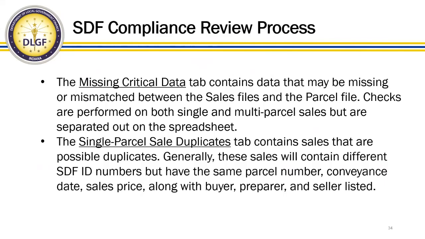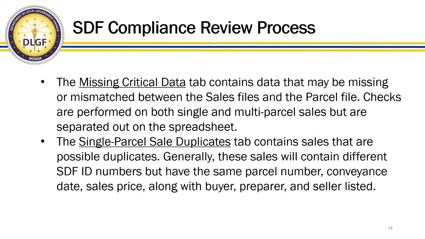That tab is going to contain records that may be missing or have mismatched information between the sales data files and the parcel file that you submitted to our office earlier this summer. And we do perform checks on both single and multi-parcel sales for this particular tab, and we separate them out. So on the Missing Critical Data tab, you're going to notice a section for single parcel sales towards the top portion of that tab, and then a section towards the bottom for multi-parcel sales.